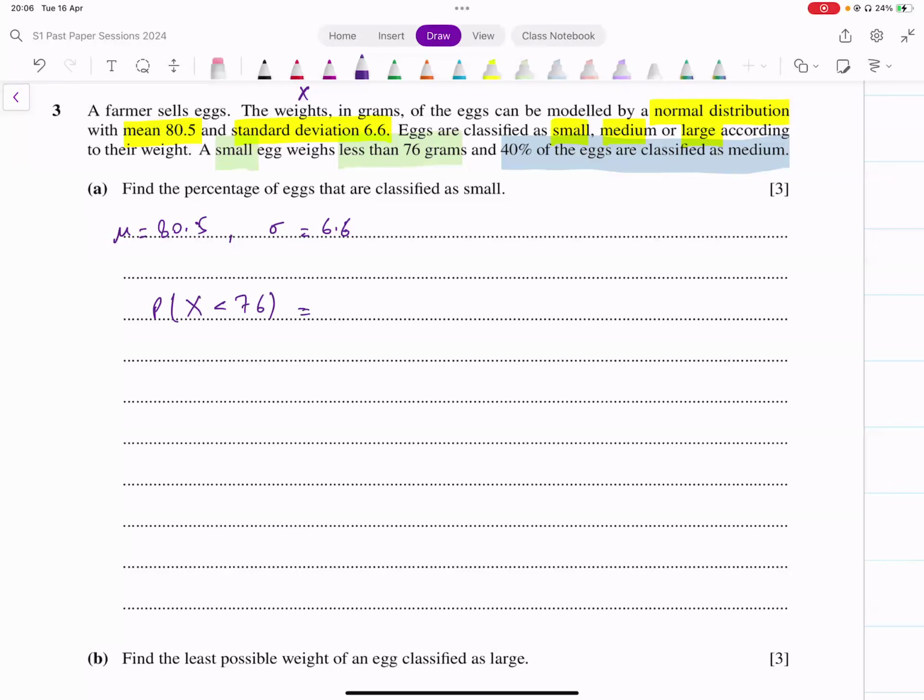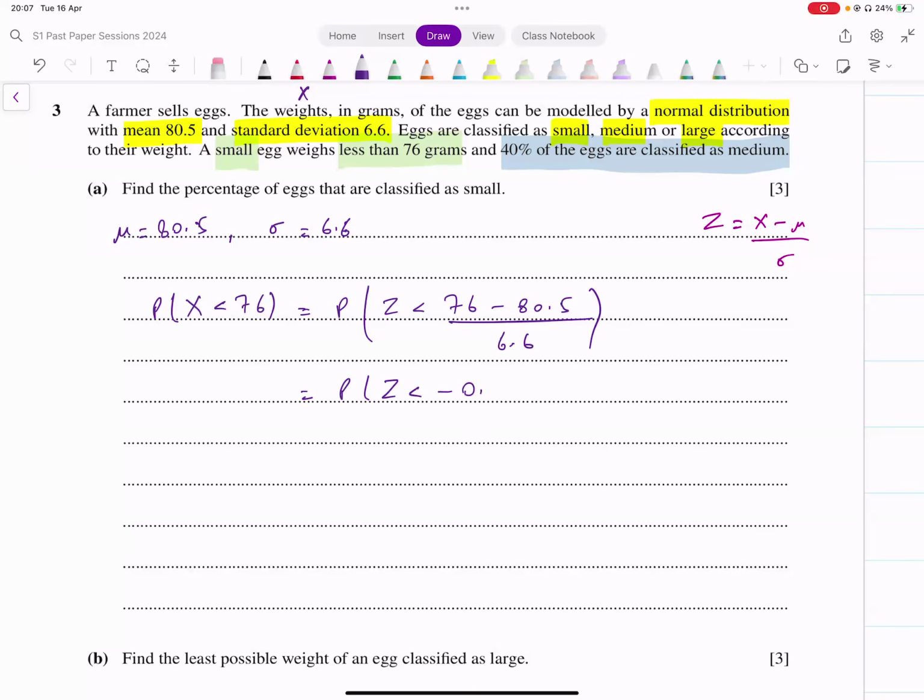How does it work? You convert X to Z first of all using the formula. What's the formula? Z equals X minus mu over sigma. You use the formula to convert it to Z form first. So it becomes Z less than 76 minus 80.5 divided by sigma, and sigma is 6.6. Remember, your Z values have to be correct to 3 decimal places because that's the level of accuracy of Z values in the normal distribution table.